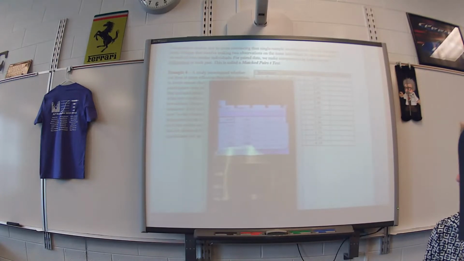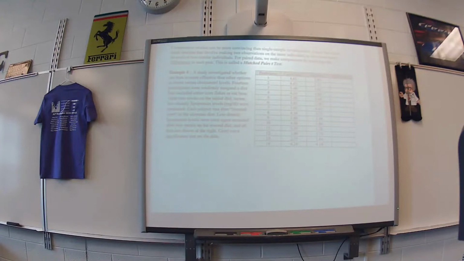So this example, I like to end chapter 9 with this example because it's actually also a great precursor into chapter 10. Because what chapter 10 is going to do, you're going to do all the same stuff, confidence intervals and statistical testing. But instead of having only one sample, you're going to have two. And you're going to learn how to compare.